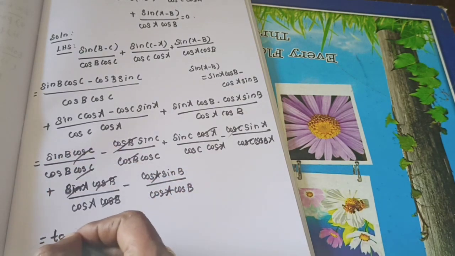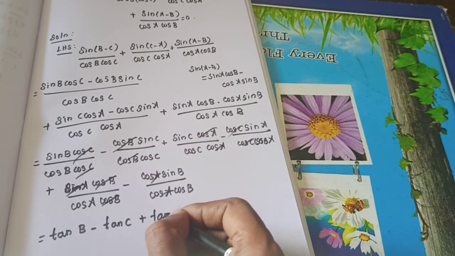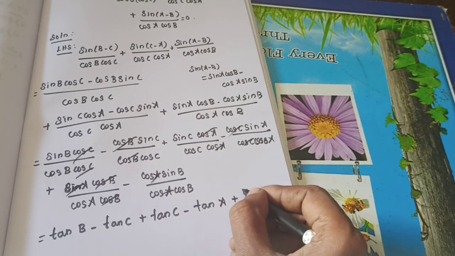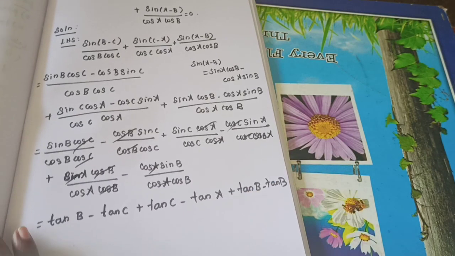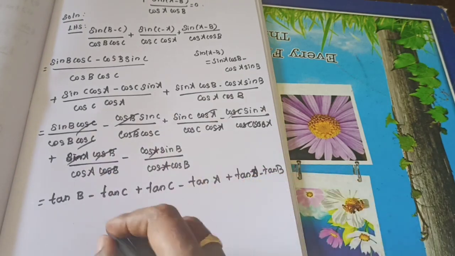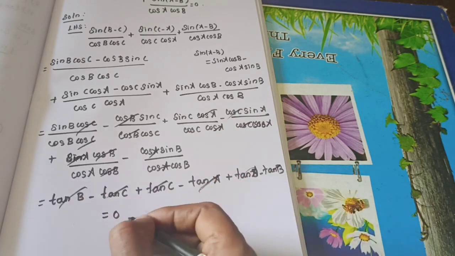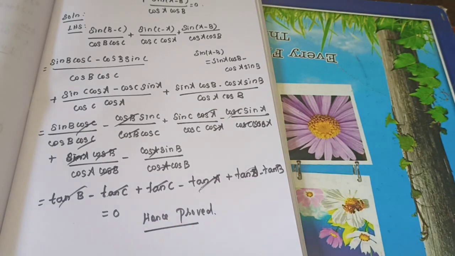Sin B by cos B we will write as tan B. Sin by cos means tan C. Next one, plus tan C minus tan A plus tan A minus tan B. This one cancels, C, B, B. What's the answer? 0. Hence proved. Understand? Only we are using sin(A minus B), separating into terms, then sin by cos you change to tan. You will get that. Let's move to the next question.